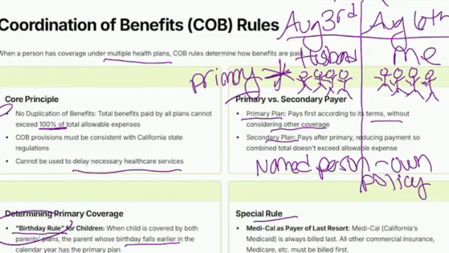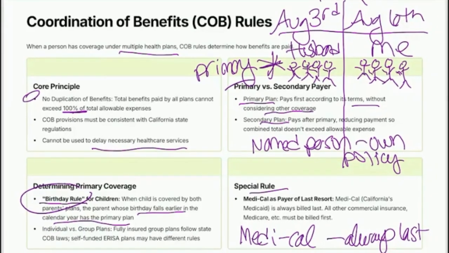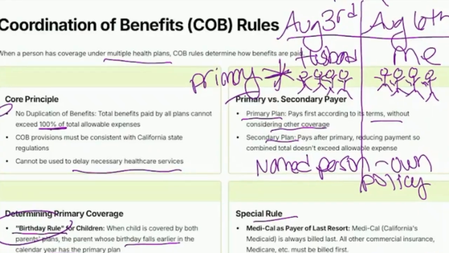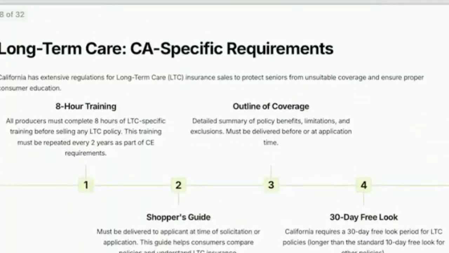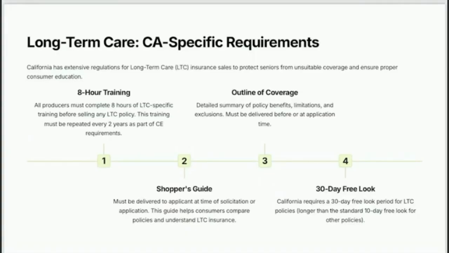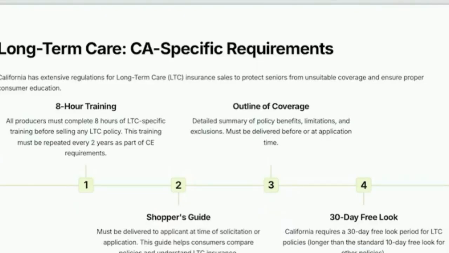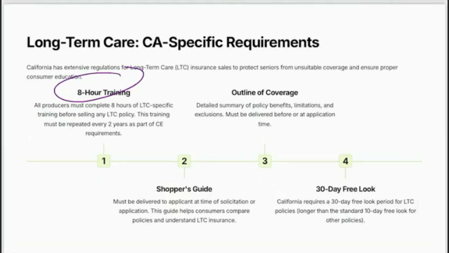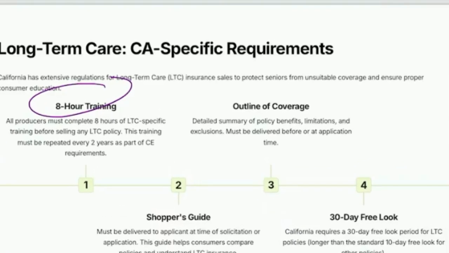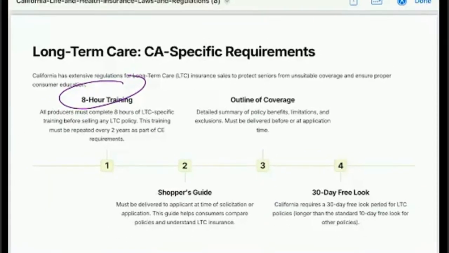All right, long-term care requirements that are specific to California. California has extensive regulations for long-term care insurance sales to protect seniors from unsuitable coverage and ensure proper consumer education. So there's an 8-hour training required if you're going to be selling long-term care policies. In addition to any annuity trainings or anything like that, for long-term care you must also have 8-hour specific training before selling any policy. So once you're first licensed, you need to do this. Then you must also do this every 2 years as part of your CE requirement. So it must be repeated every 2 years.